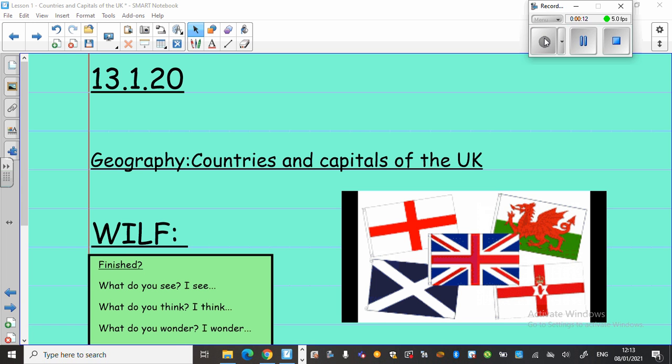The first thing I'll need you to do is make sure you've got your topic book there, which is your red book. Turn to the next clean page. Write today's short date, which is 13.1.20, today's title, which is Geography, and then Countries and Capitals of the UK. Underneath that, write your WILF, and once you finish that, have a little look at this picture here.